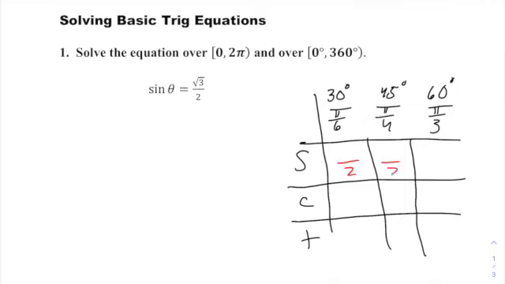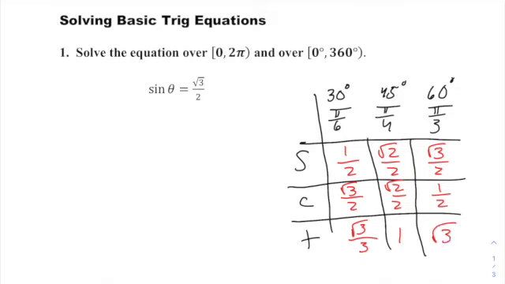Sine and cosine are all over 2. The numerators are root 1, root 2, root 3 in that order, and backwards for cosine, root 1, root 2, root 3. Divide your sine by cosine to get tangent. So just look at those numerators. 1 divided by root 3 gives you root 3 over 3. Root 2 divided by root 2 is 1. Root 3 divided by 1 is root 3. Okay, so this gives us a good starting point here.